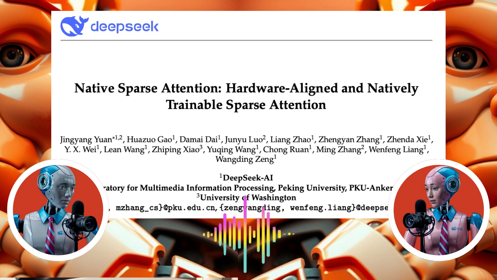Exactly. Then you have token selection. Within those summaries, NSA picks out the individual bits of information that matter the most, kind of like highlighting the key sentences. It's being very strategic about where it focuses its attention. Right. No wasted effort. And finally, you have the sliding window. This is basically like short-term memory. It keeps track of the most recent information to keep everything in context. Makes sense. So it's like remembering what you just read to make sure the story still makes sense.